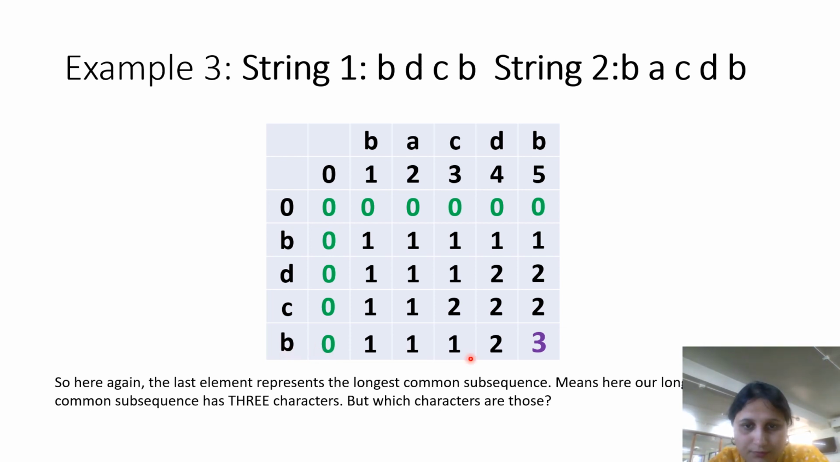Now let's check, students. B. Is it matching with D? No. So previous column and previous row, whichever is bigger. So here 2 is bigger. We have written 2 over here. Now B. Is it matching with this B? Yes. So in such a case, what we do is diagonal element plus 1. So here 3. It means again the last element represents the longest common subsequence. Here our longest common subsequence has 3 characters. But which are these 3 characters? Now let's find out.